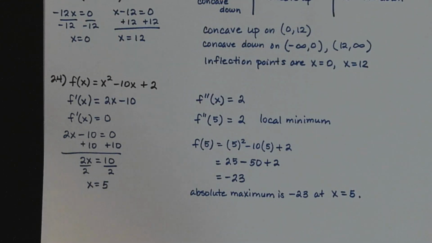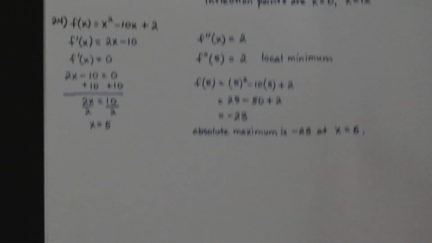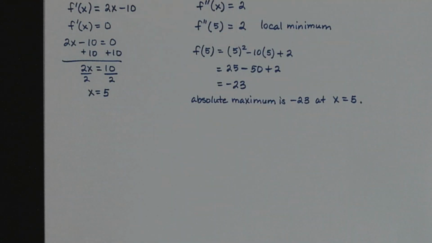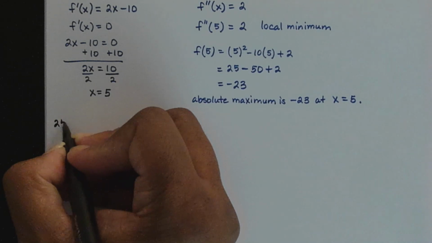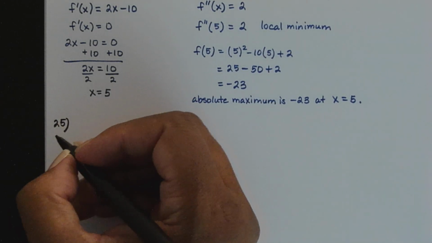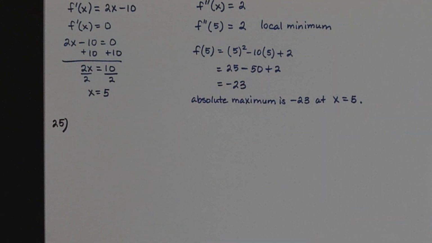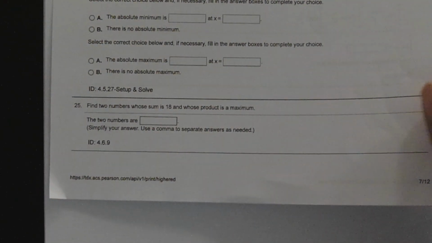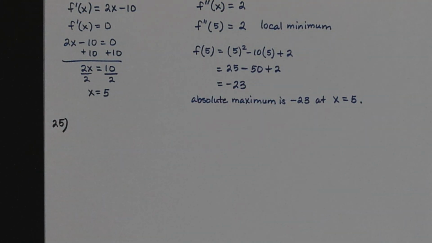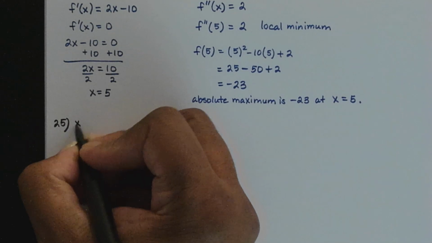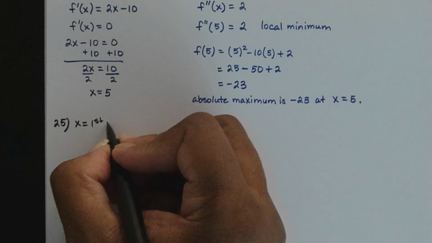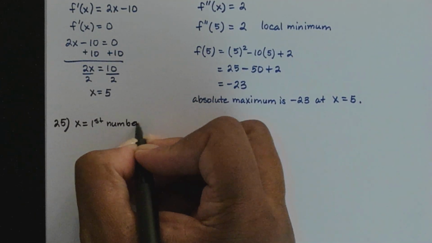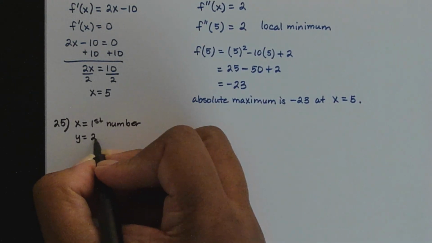Any questions? All right, number 25. Find two numbers whose sum is 18 and whose product is a maximum. In this case, x will be the first number, and y will be the second number.